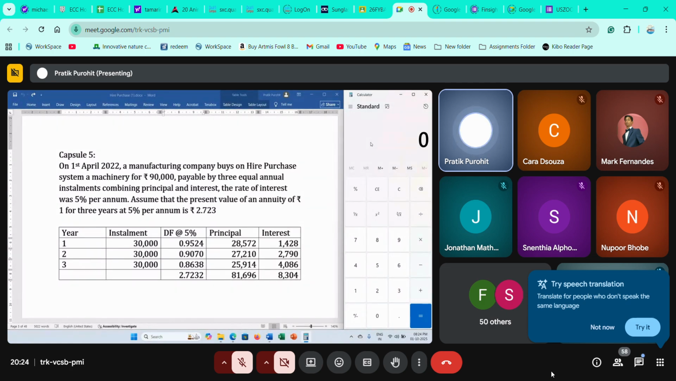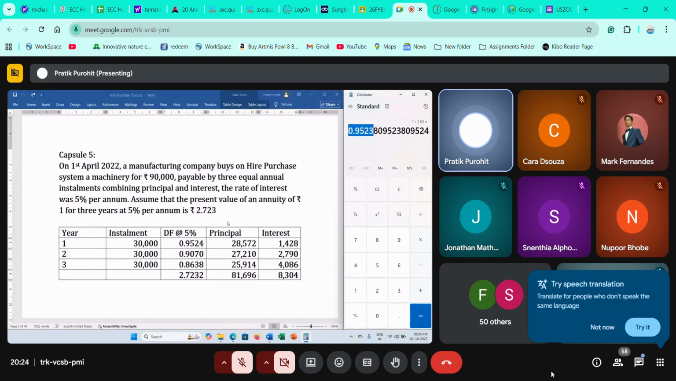Just, I too don't have a GT function, so I may not be able to show you that GT thing, but I have M plus, so I will use that. So what we do is 1 plus the rate of interest, 5%, which makes it 1.05, right? And I do 1 divided by 1.05, I get an answer. So this is the value of rupee 1 at the end of year 1.